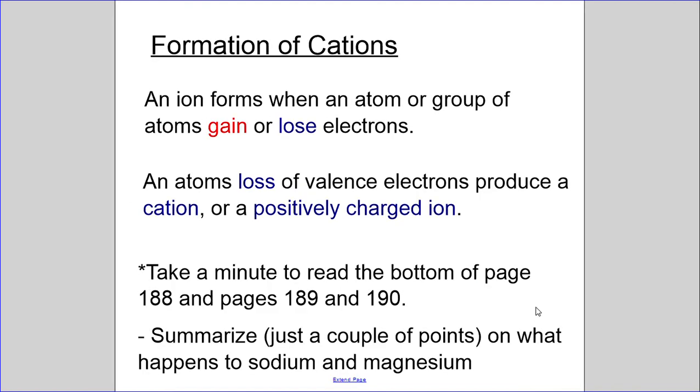So we have the formation of cations. An ion forms when an atom or a group of atoms gain or lose electrons. An atom's loss of valence electrons produces a cation, and cations are known as positively charged particles or positively charged ions. So cations match in with our metal group, because metals tend to lose electrons. So your metals as an ion would be a cation.